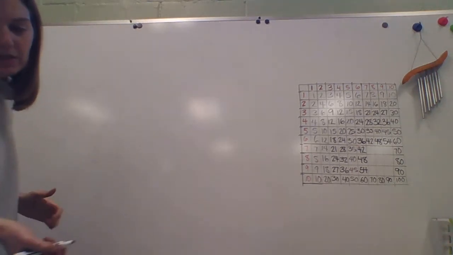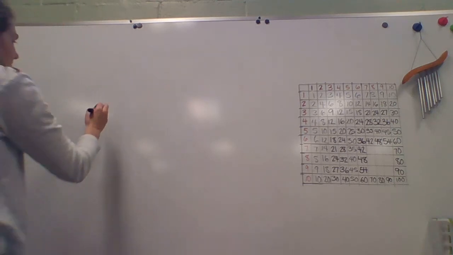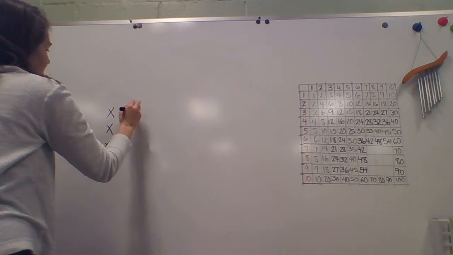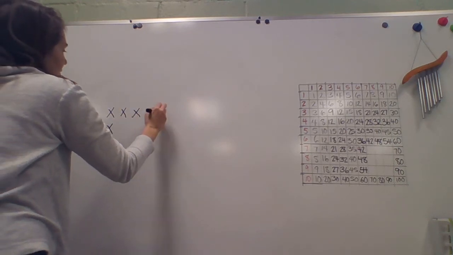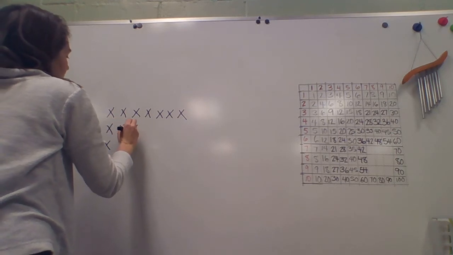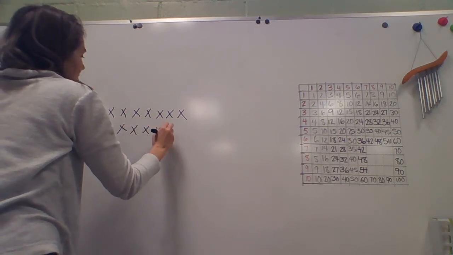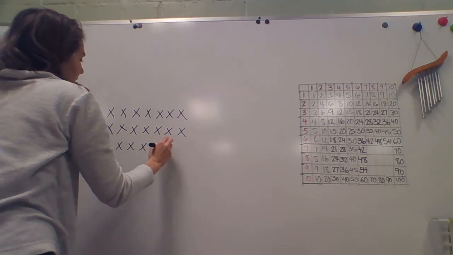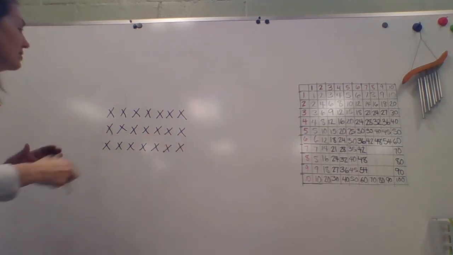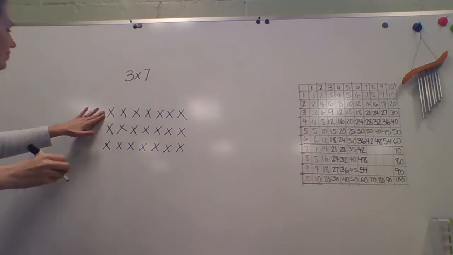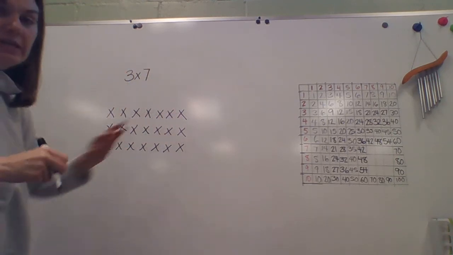So we're going to go ahead and take our 7. We're going to start with 3 rows and put 7 in each row. 1, 2, 3, 4, 5, 6, 7. 1, 2, 3, 4, 5, 6, 7. 1, 2, 3, 4, 5, 6, 7. All right, so I've made an array that shows 3 times 7. I have 3 rows and 7 in each row.